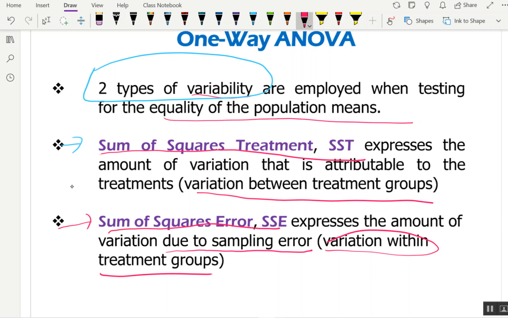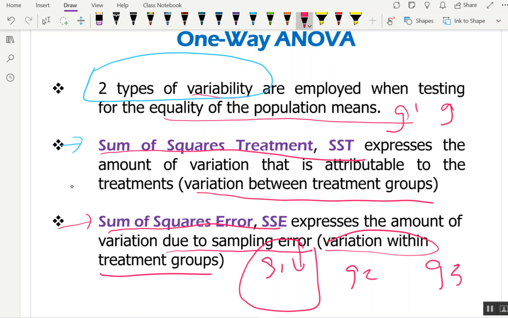What does it mean? Let's say you have group 1, group 2, let's say you have 3. So what I'm talking about with SSE here is the differences inside the group itself. But for this one, they are talking about the difference in between all of these. This is what is measured by the sum of squares treatment.